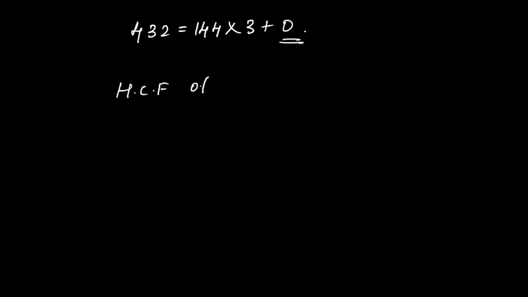So write 432 in terms of 144. So maximum you can have 3 times and then you get a remainder 0. So we'll stop here because you got a remainder 0. So therefore HCF of 10,224 and 9,648 is 144.